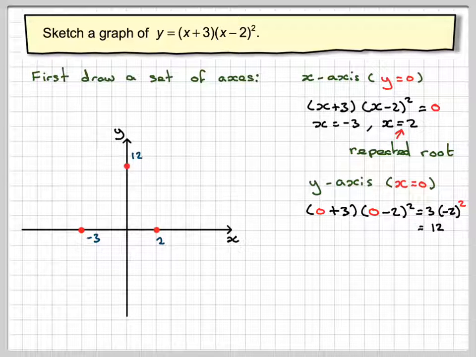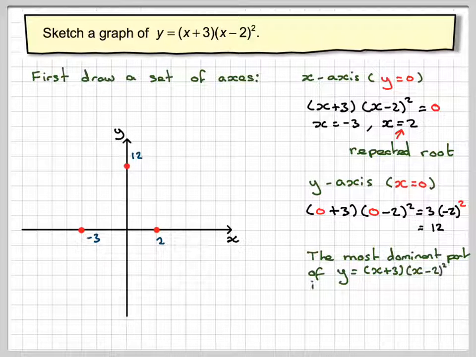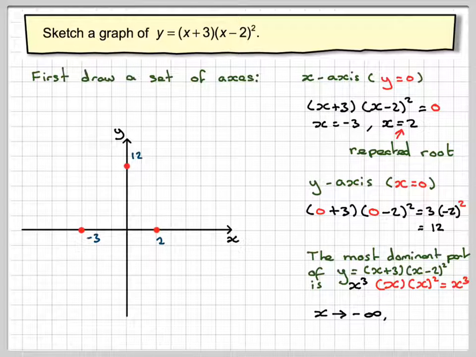Right, the most dominant part of this function is going to be x times x times x, which is x cubed. And so when x goes very large but negative, or very, very small if you like, and if you don't like, put minus 10 or minus 1,000 in there, if you cube a negative number, it is also negative. So our function is going to start over here.